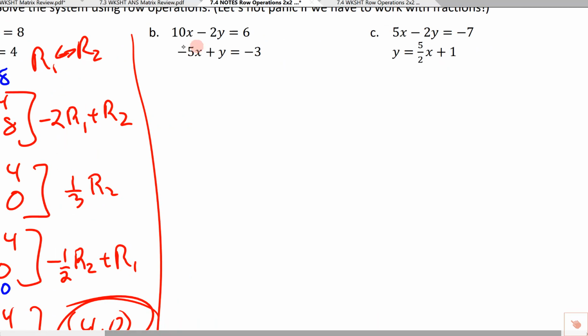Augmented matrix to start with. There's no quick getting around this or anything. This is a 10, a -2, and a 6. A -5, a 1, and a -3.